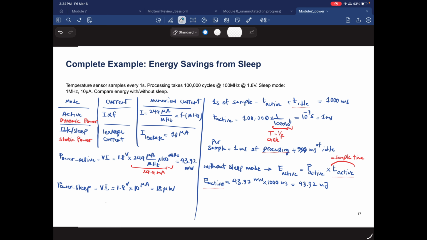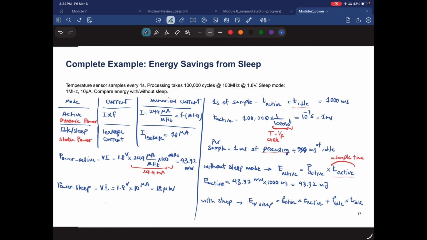Say, when with sleep, we can actually implement and say that E with the sleep is P active multiplied by T active plus P idle multiplied by T idle.